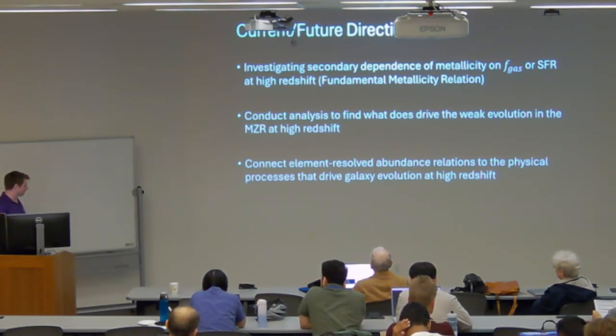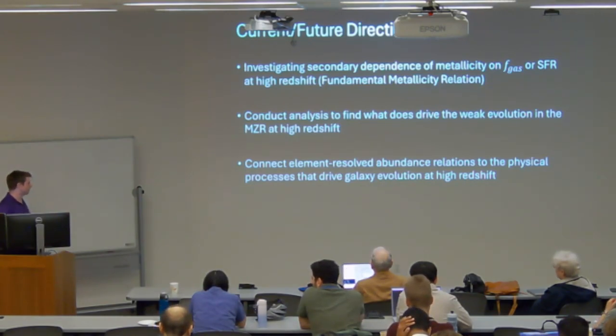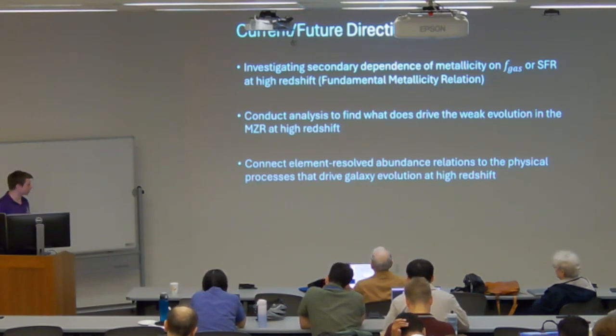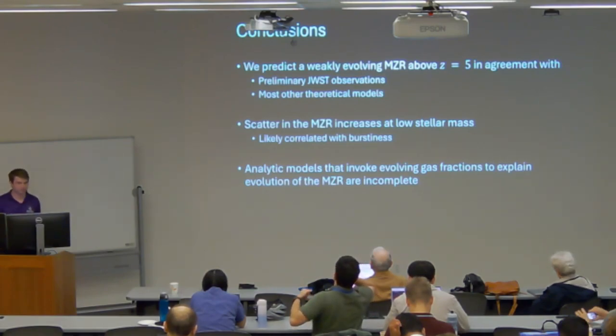And then finally, connecting element-resolved abundance relations to the physical processes that drive galaxy evolution at high redshift. Because we have these different channels of ISM enrichment, we can use individual element abundances to explain the importance of different processes in driving the evolution of galaxies. Okay, and I'll just leave up my conclusions here, and I can take any questions. Thank you so much.